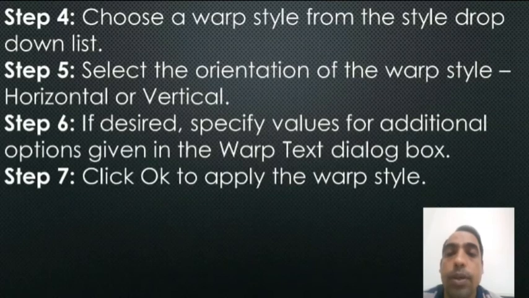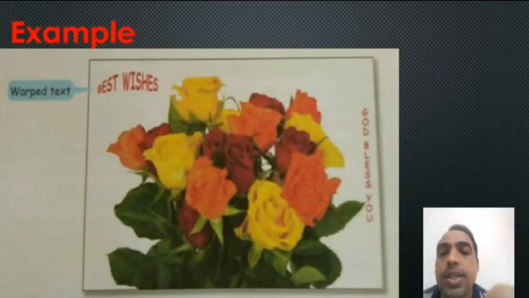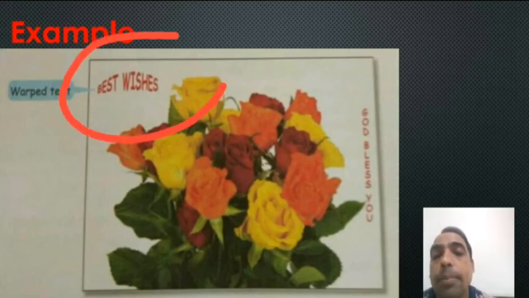Step 4. Choose a wrap style from Style drop-down list. Step 5. Select the orientation of wrap style, horizontal or vertical. Step 6. If desired, specify values for additional options given in Warp Text dialog box. Step 7. Click OK button to apply the wrap style. Now you can see one example of wrapping the text. In this image, we have wrapped best wishes in this way.